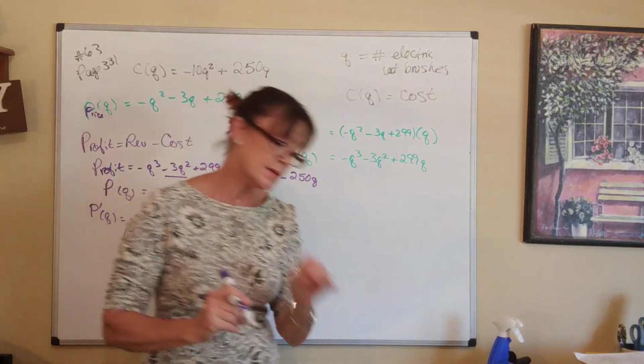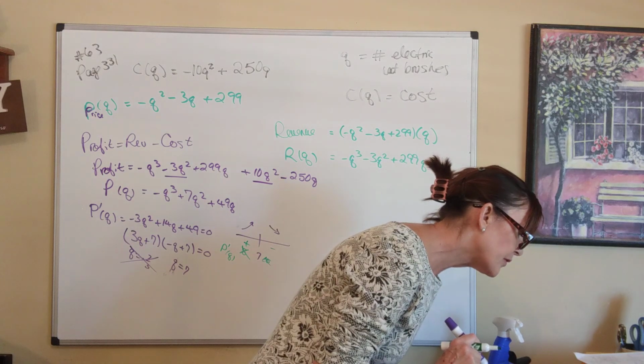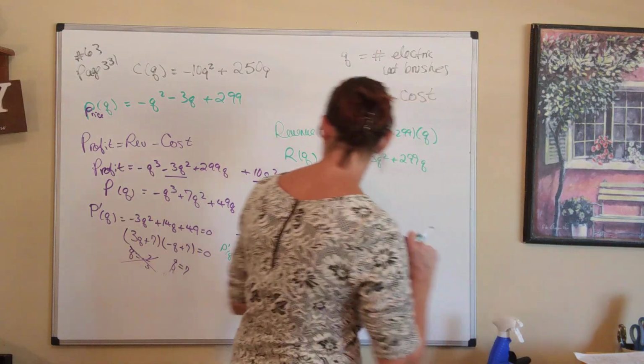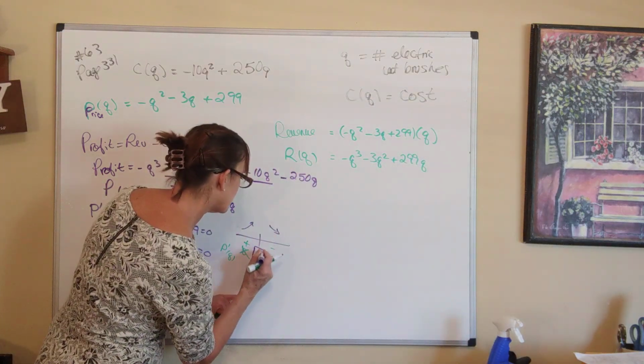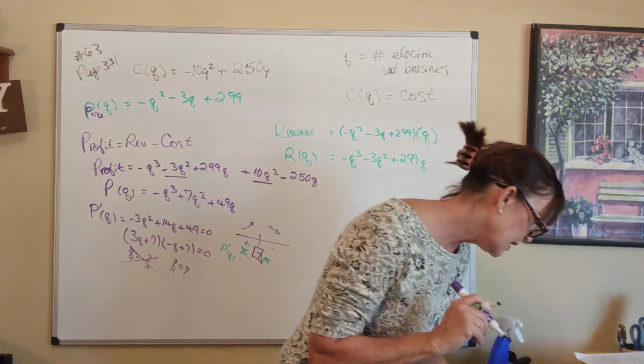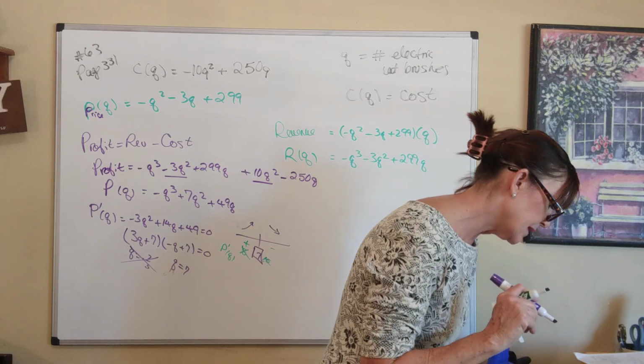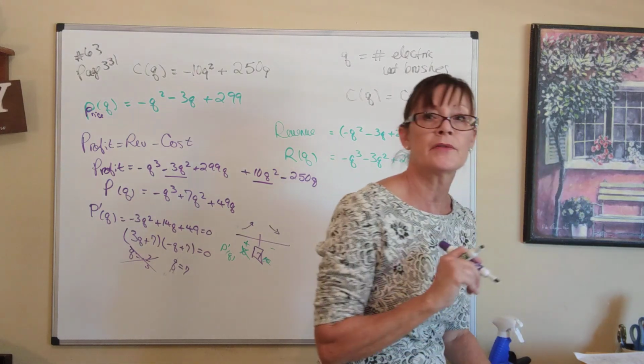So part B said, find the number of brushes that will produce the maximum profit. The number of brushes that will produce the maximum profit is 7. Okay. Part C said, find the price that produces the maximum profit.